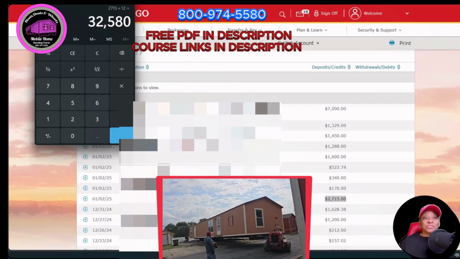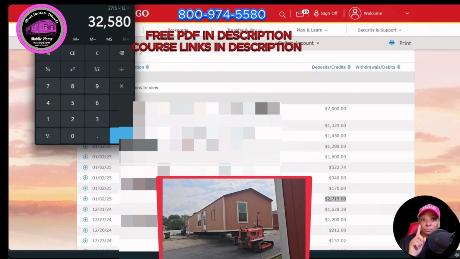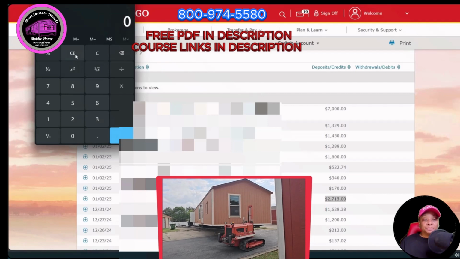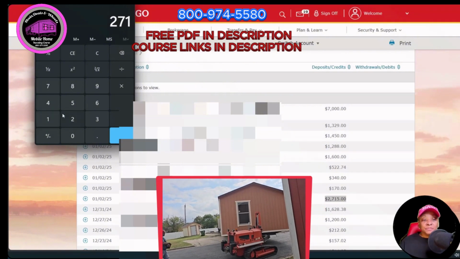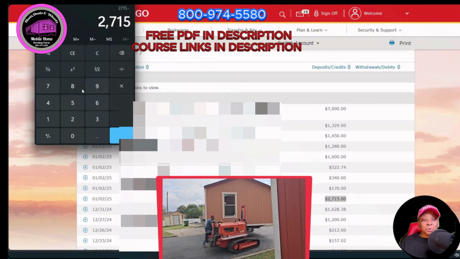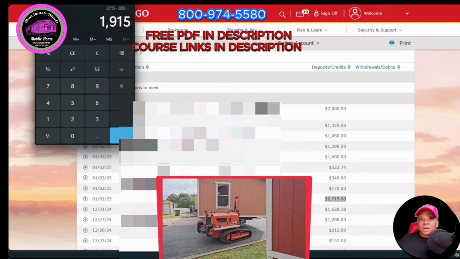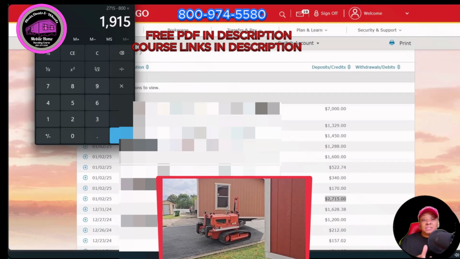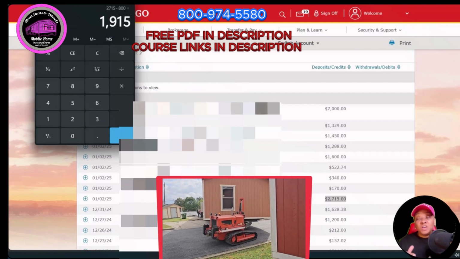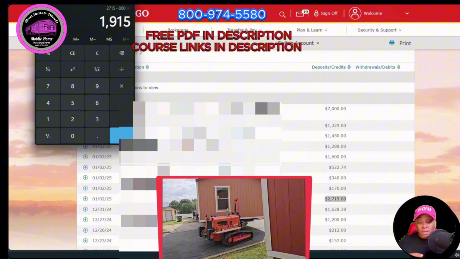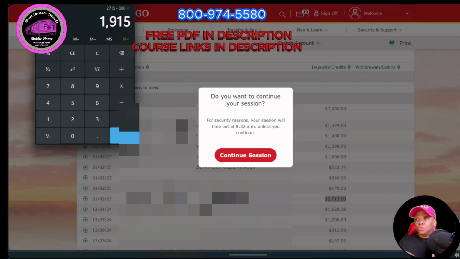So no, we're not getting $32,580 every year on one mobile home. No, we're not. So let's clear everything out. Okay, Section 8 gives us a check for $2,715. The lot rent for this particular mobile home is $800. Okay, sounds like a lot of money. So every month we're getting $1,915 in our pockets. In our pockets, every last one of our properties is paid for. If we're talking about a mobile home, all 19 of those are paid for. If we're talking about a single family home, those are paid for too.